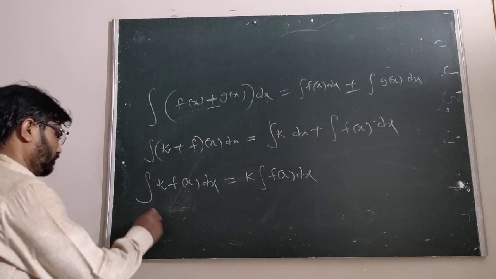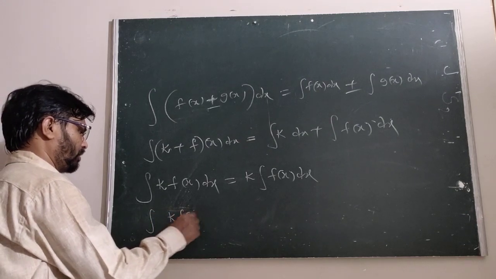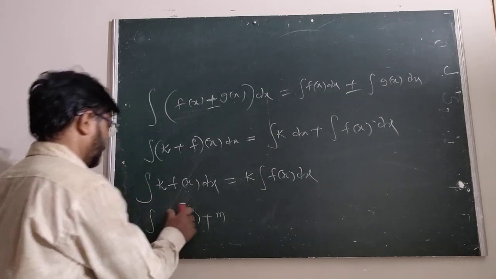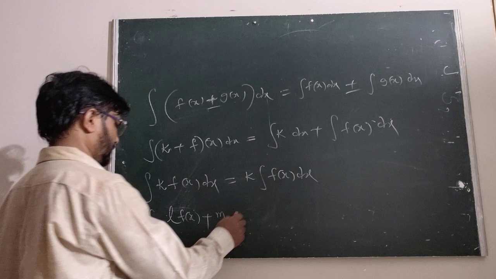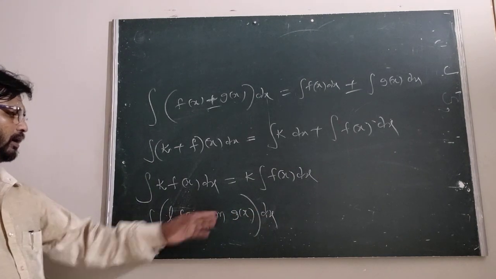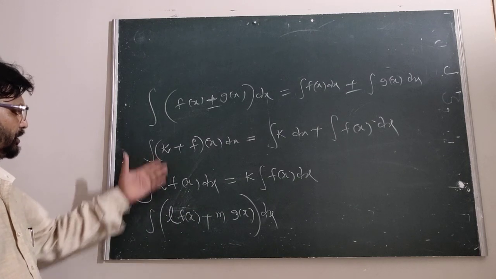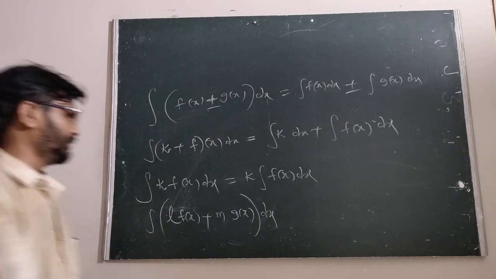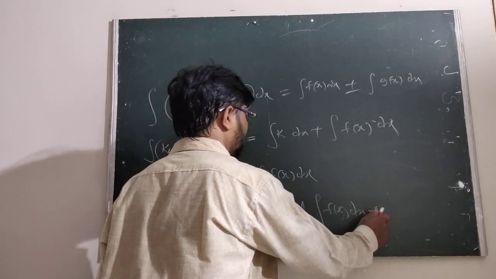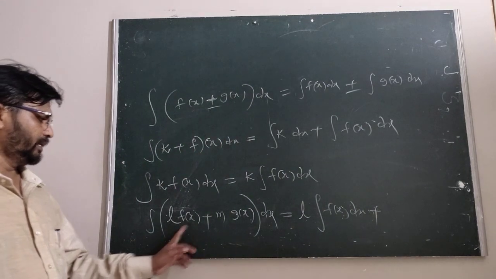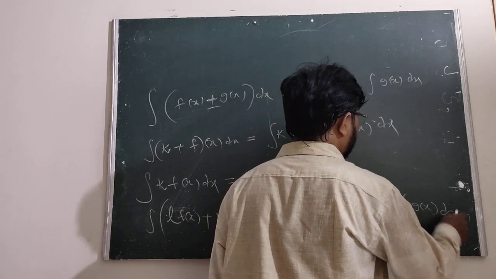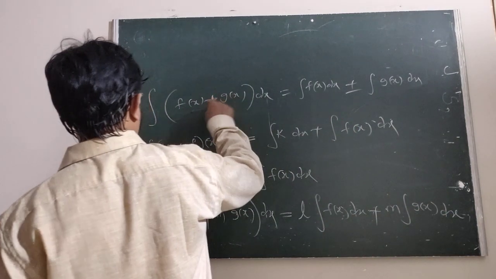After that, integral of L into f of x plus m into g of x, whole dx, where L and m are constants, and k is the constant. Here also k is the constant. Now we can write L into integral of f of x dx plus m into integral of g of x dx. Algebraic sum means plus or minus.